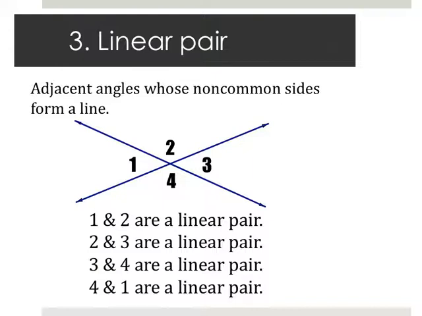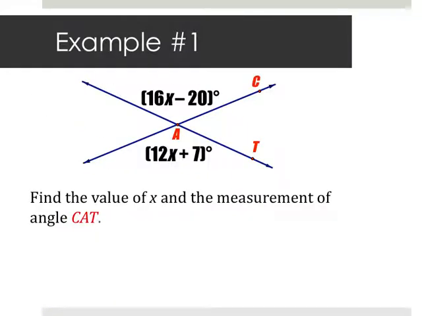They're called a linear pair because they're on a line, and there's two of them. Solve that example. Notice I'm asking you for two things. I'm looking for the value of the variable x, and I'm also looking for the measure of angle CAT. For discussion purposes, I'm going to throw a couple more labels in here. Let's call this D and this S. We might want to discuss that when we get down to it.